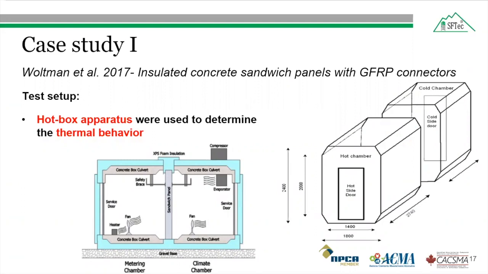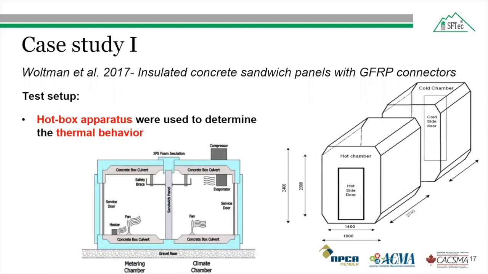In case study 1, the test setup was a hot box apparatus, which was used to determine the thermal behavior of the insulated concrete sandwich panel. The test cell had 2 chambers, as shown in this figure: a cold chamber and a hot chamber. The cold chamber, also known as the climate chamber, had a temperature of minus 4.3 degrees Celsius. The other chamber is the hot chamber, also called the metering chamber, at room temperature of 25 degrees Celsius.